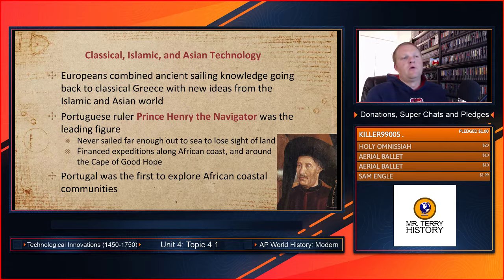Now, something very important to understand is there's a big domino effect, in a way, of this exploration. It almost turns into a race, but it was really started by this guy right here, Prince Henry the Navigator, this noble from Portugal. And he was a leading figure because he was a wealthy man, and his sailing efforts, though, never really were groundbreaking.